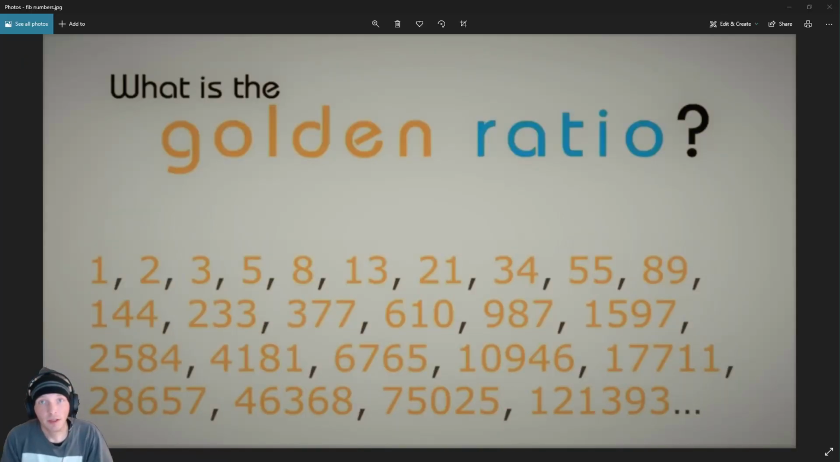As a reference, here is the Fibonacci sequence. And if you're familiar with the sequence, it starts with 1 and then 2. And then as you continue in the sequence, you add the previous number to get the next number. So 1, then 2 plus 1 is 3. 3 plus 2 is 5. 3 plus 5 is 8. 8 plus 5 is 13, and so on.